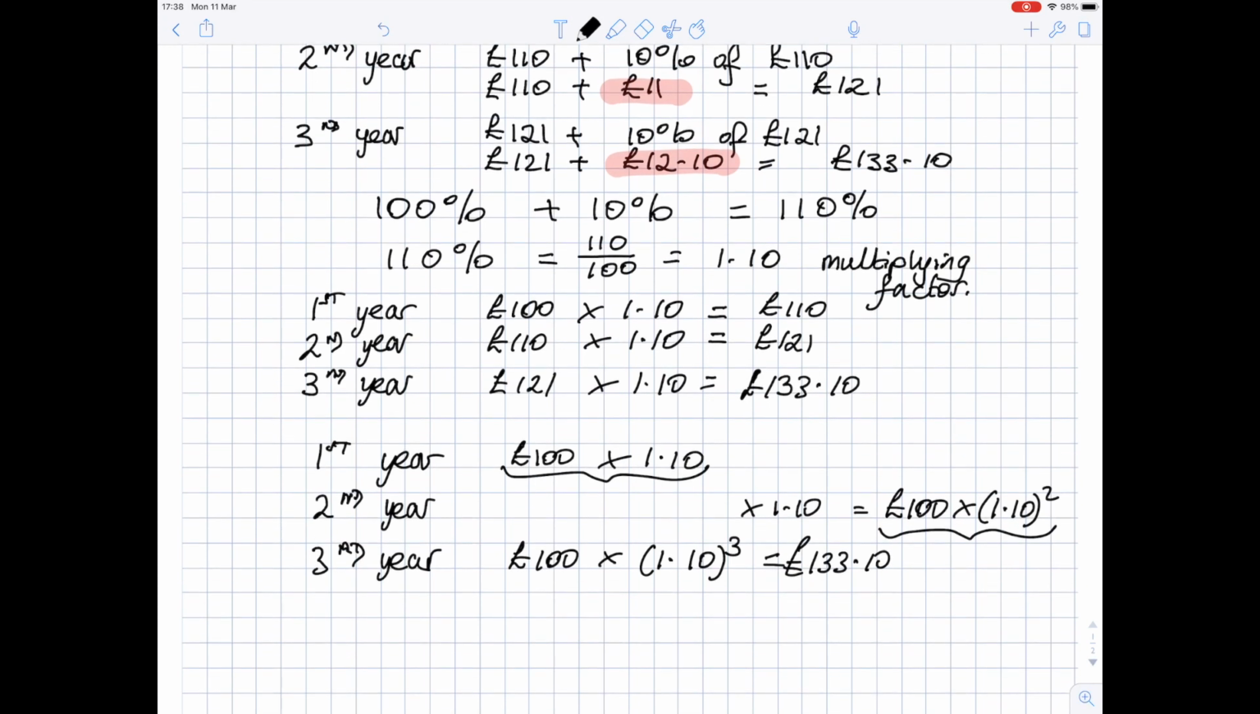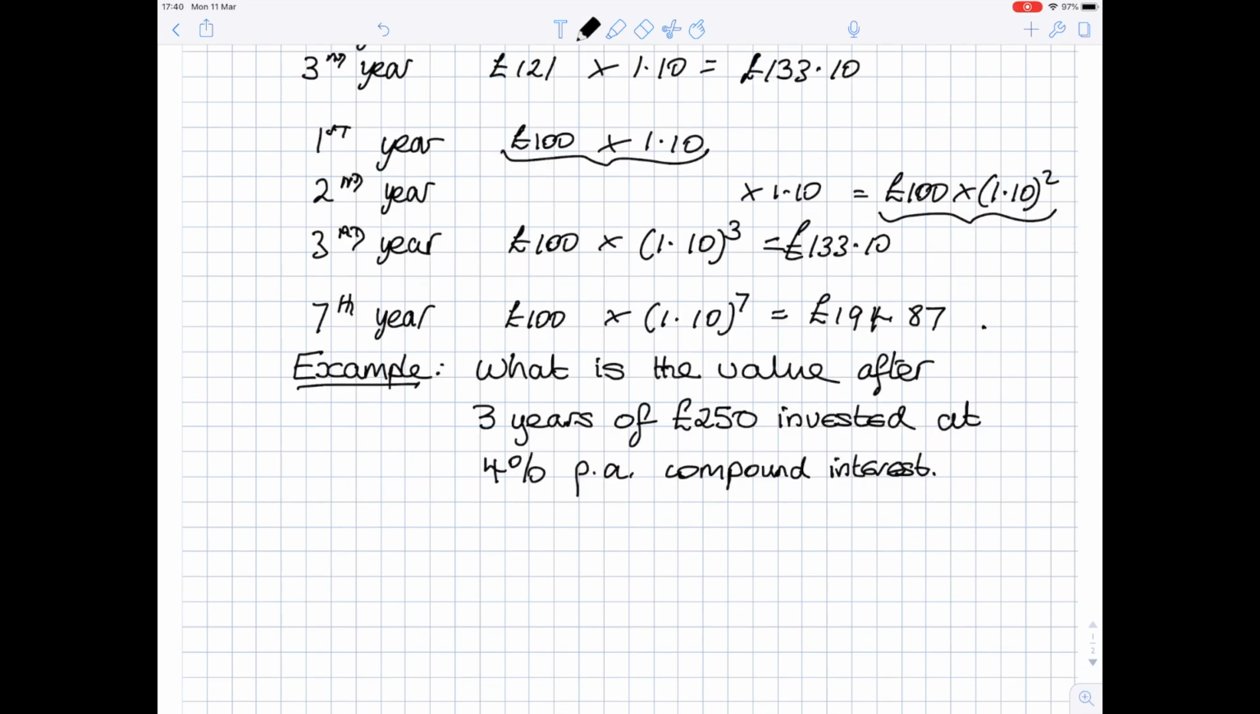So if you want to calculate how much you've got at the end of the 7th year, the sum you need to do is your original £100 multiplied by 1.10 to the power 7, which would give you £194.87. So you can work out how much you've got very, very quickly by doing one step. So let's look at an example.